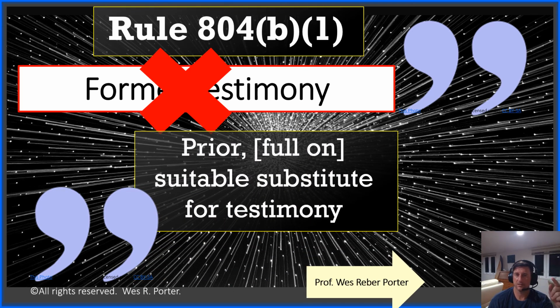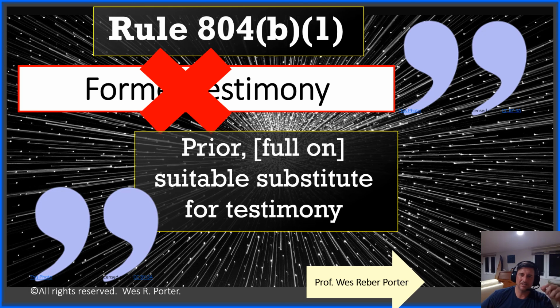Prior, full-on, suitable substitute for testimony. I have a different video that describes this in terms of ICE. You really have to have some time, because this declarant is unavailable, some time where a full-on suitable substitute, they testified, the other side was there, or at least their predecessor in interest was there. They had the opportunity to cross, they had the same motive to cross, and that whole testimony, because all the same players were there, can be picked up from trial 1, declarant's not here, trial 2 can be plopped into place.